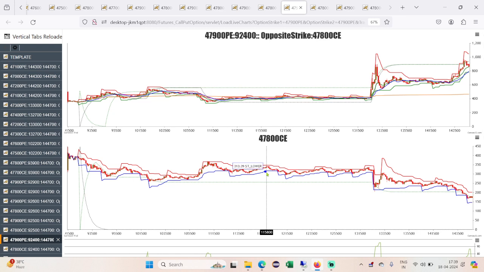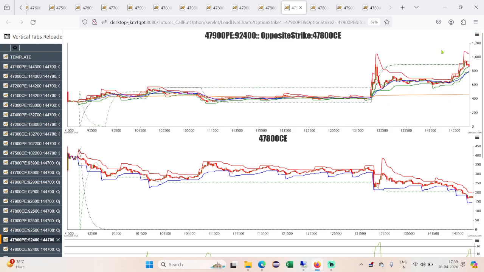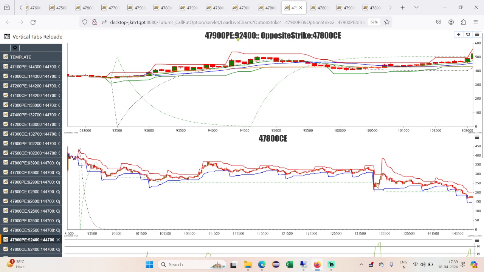Okay, now there is another line called VWAP. This is just displayed for visual purposes. There is no usage of VWAP. Actually, this is not normal VWAP. This is anchored VWAP, which means that this VWAP is calculated based on the opening of the chart.